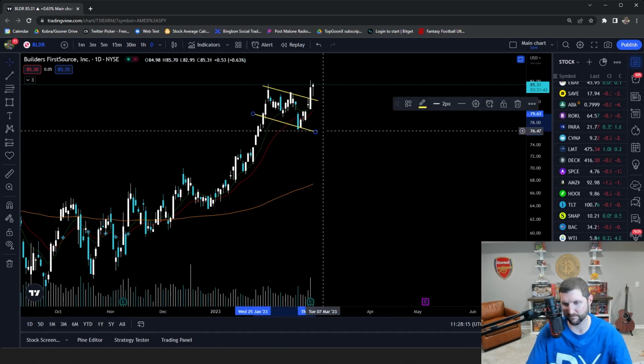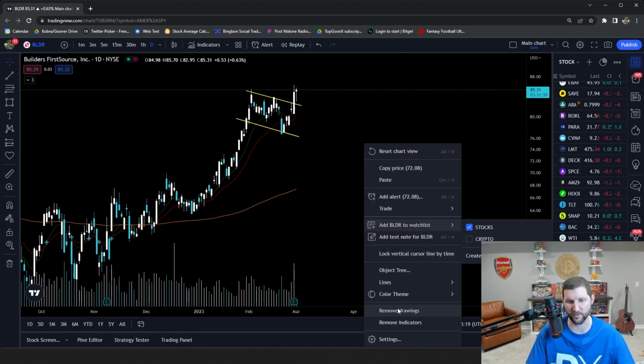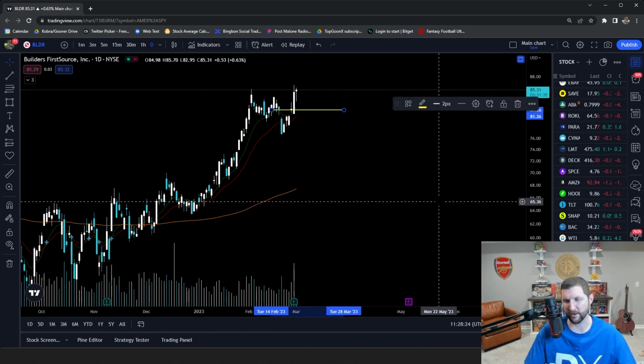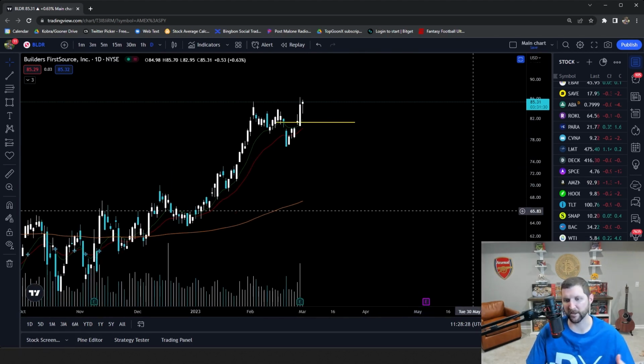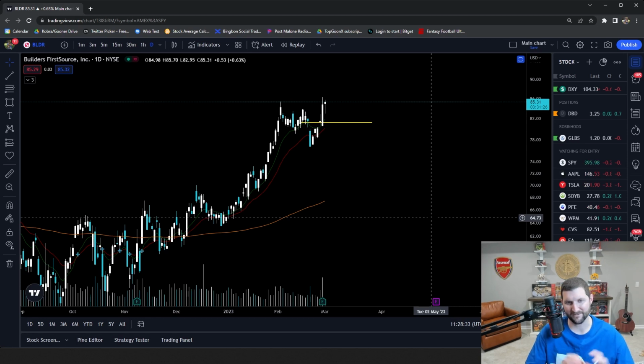Right now the lines don't really matter, but this is a nice breakout here. So potentially this could be a continuation, or if not, if it loses this level, then it's going to be a breakdown. Okay. So this is one that I can move up on my watch list and potentially consider buying or shorting, depending on the price action there. So anyway, you guys, really nice and simple.